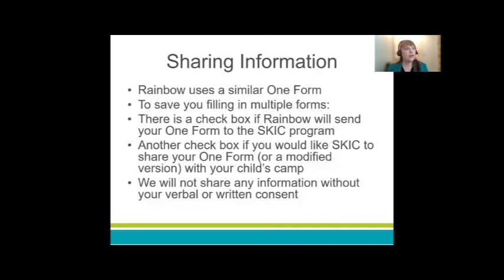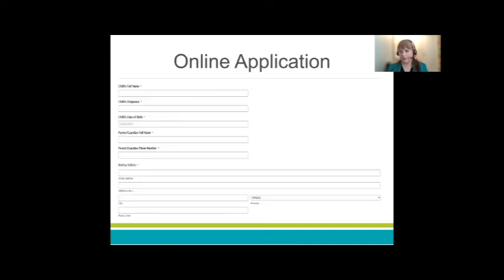So Rainbow Camp uses a similar One Form. So to save you having to fill in multiple forms over and over again, there's a checkbox in our online application if Rainbow will send us your One Form, or there's an additional checkbox if you would like SCIC to share your One Form or a modified version with your child's camp. And just so you know, we won't share any information without your verbal consent. This is what the application looks like.